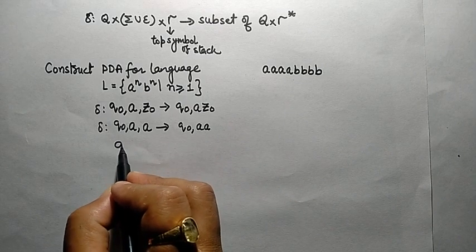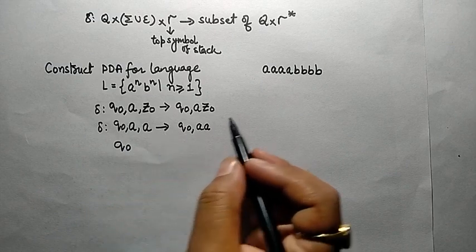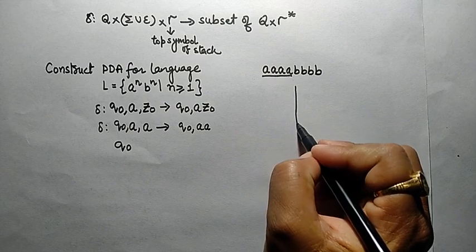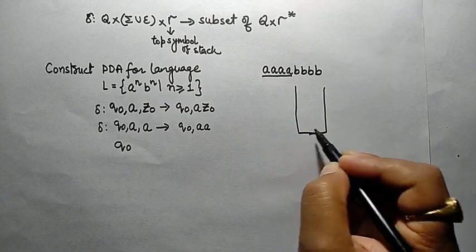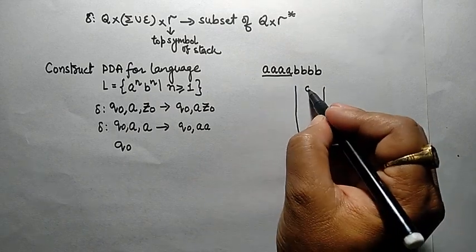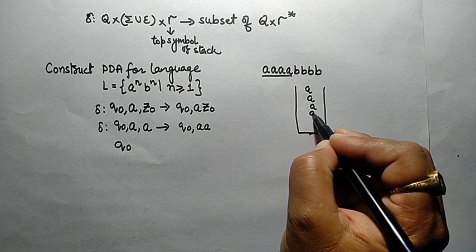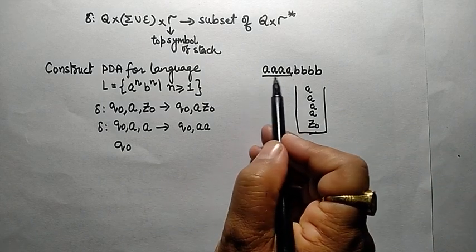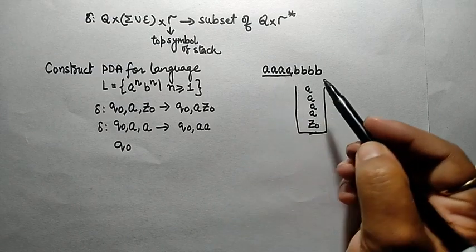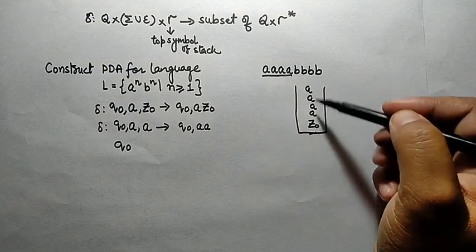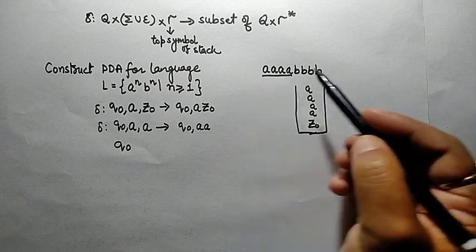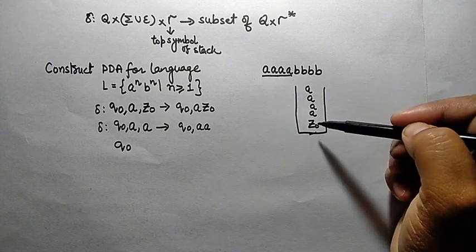Now what happens when all A's are pushed into the stack? If the string contains 4 A's, the stack after reading all A's will have 4 A's and Z0. If we have 5 A's in the string, we will have 5 A's in the stack. So if there are n A's, there will be n A's in the stack.